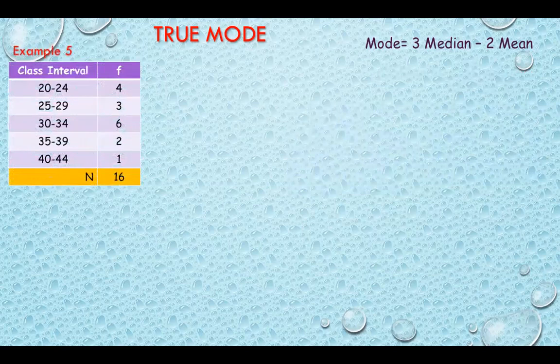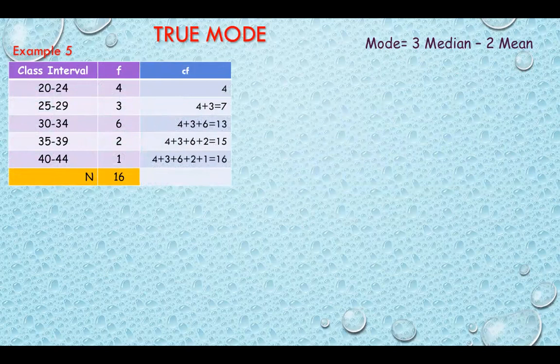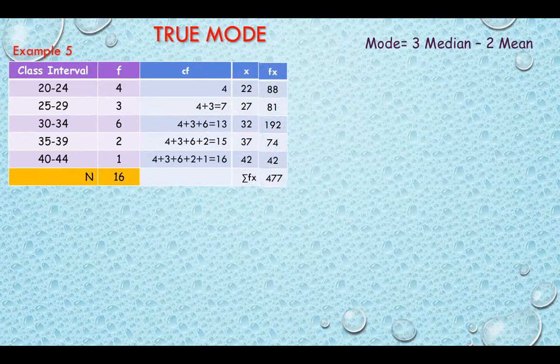Let us go through this example. First, we calculate the mode of the data by the formula using the median and the mean. To calculate the median and the mean, we have to calculate the cumulative frequencies. As I have already told you, I will not discuss here how to calculate the cumulative frequencies. We have to calculate the midpoint, and you already know how to calculate the midpoint. We have to calculate the frequency multiplied by midpoint that we will use in the mean.